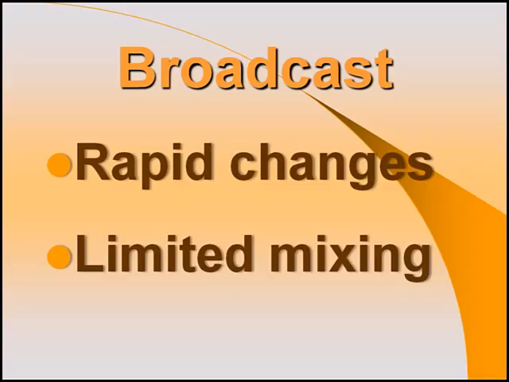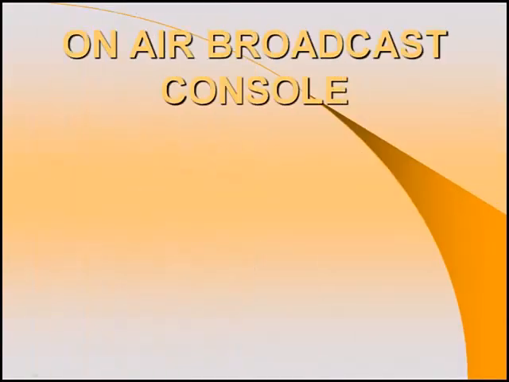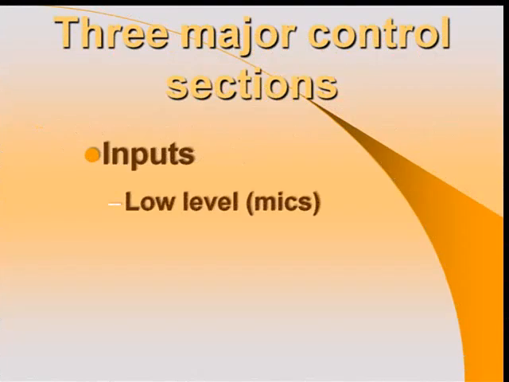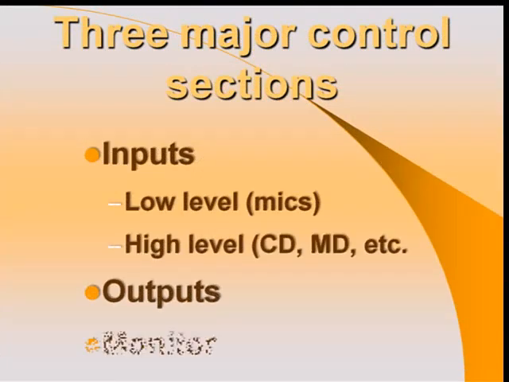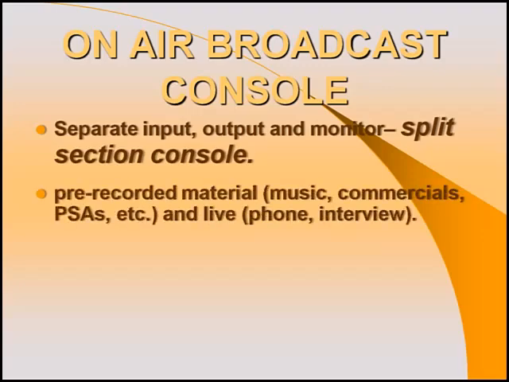For example, you might be segueing two songs while you're talking on the microphone, but seldom are there more audio outputs than those 3. Most on-air broadcast consoles are what is known as split-section consoles, which means that they have separate inputs, outputs, and monitor sections. The program material that's controlled by a broadcast console is generally pre-recorded music, commercials, public service announcements, as well as live content, announcers, phone interviews, and so forth.